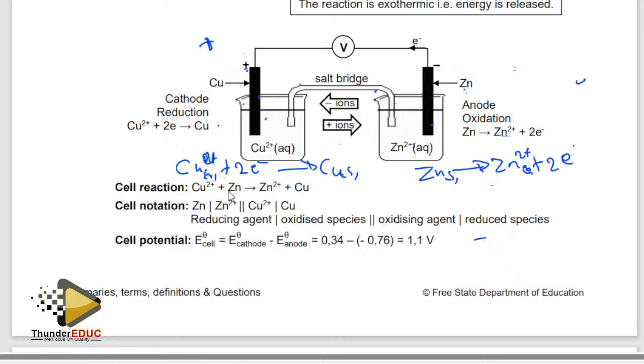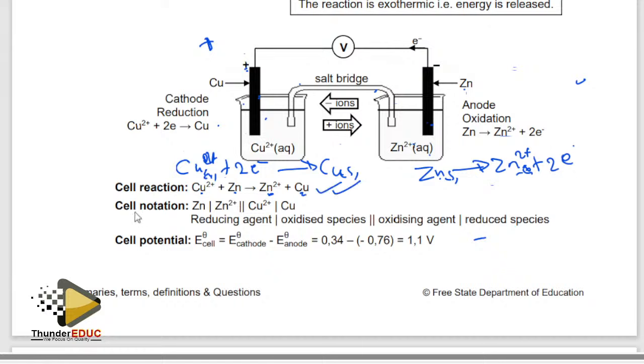So basically what happens here is I combine these two. Actually it's copper 2 ions plus zinc, this gives me zinc 2 ions plus copper. You understand? So basically that's what you do.